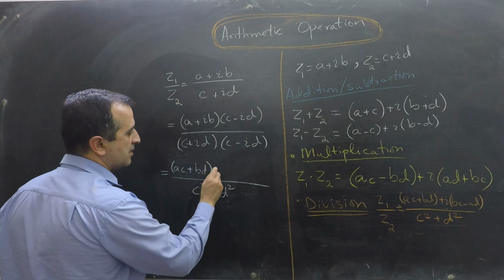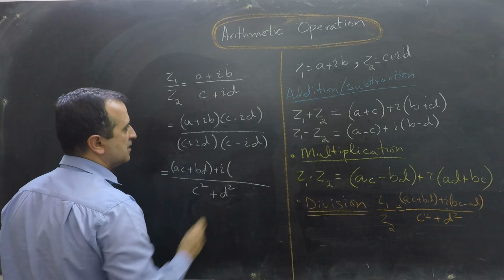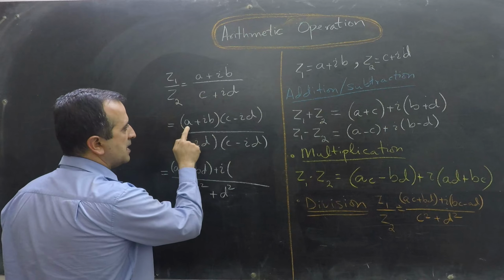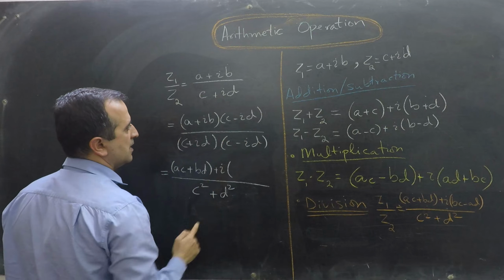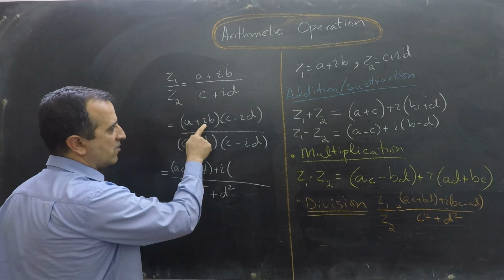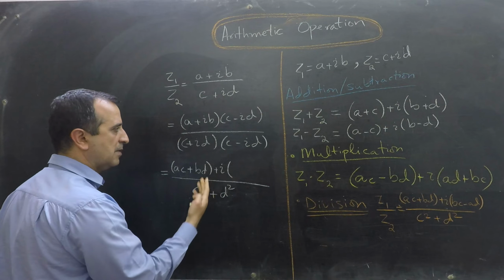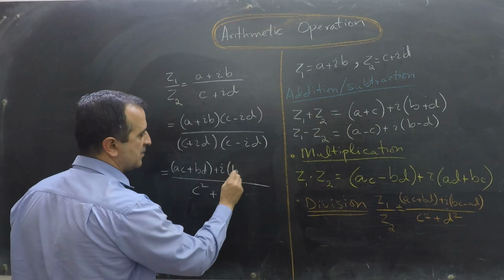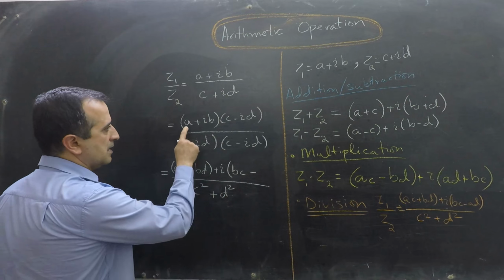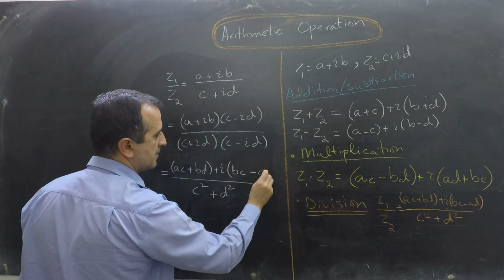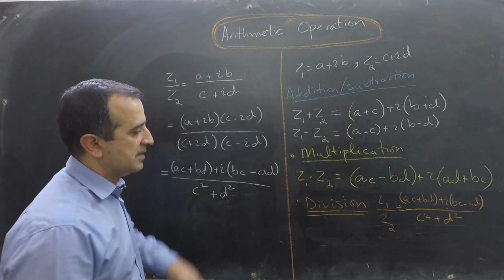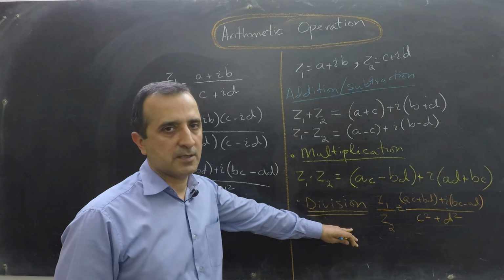Then I will have to write my imaginary terms, which will be that I multiply a with iota d and I multiply iota b with c. So first let's multiply iota b with c, so that I have first a positive number. I will have here bc and minus ad, and this verifies that this result was indeed correct.